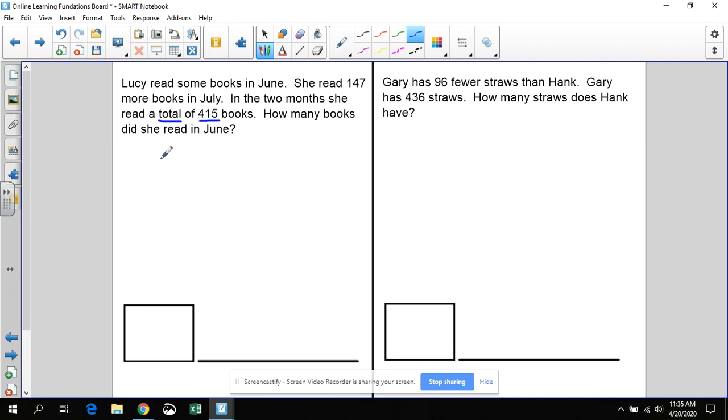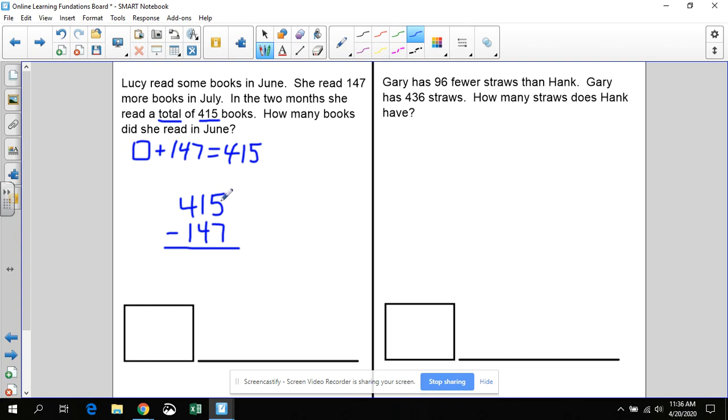If I want to write this out, she read some books in June. She read 147 more in July. And then 415 is that total. So here, blank plus 147 equals 415. This is like when I'm writing my check problems, I'm going to go in reverse. 415 is the total, so it's the biggest number in the problem, so I know it's going to be on top. 147 stays in the middle, and that plus is going to change to a minus.